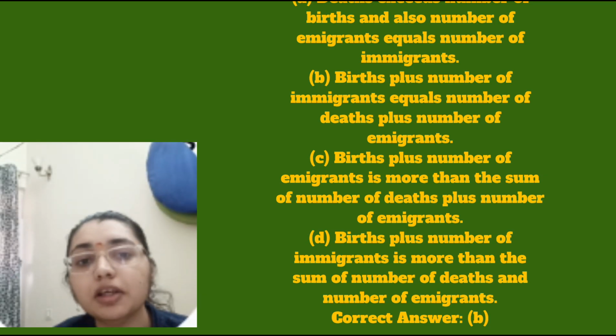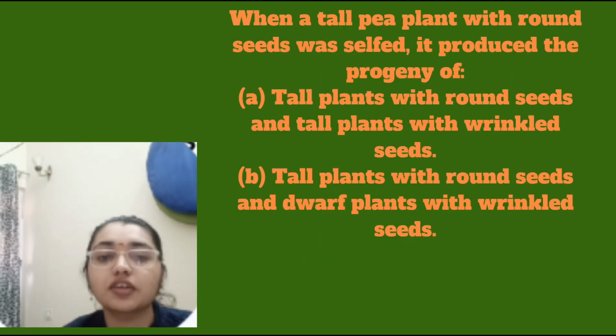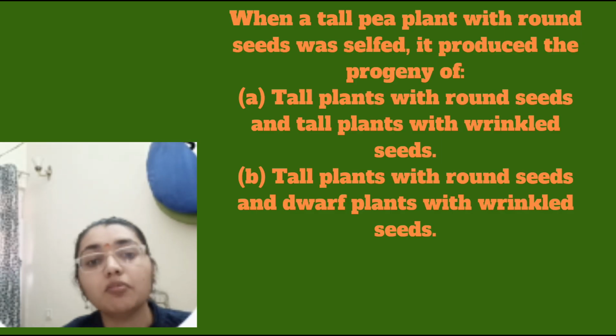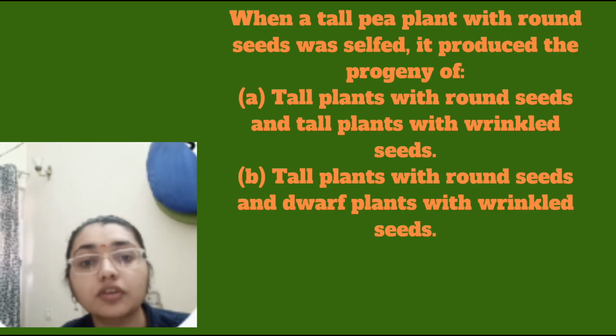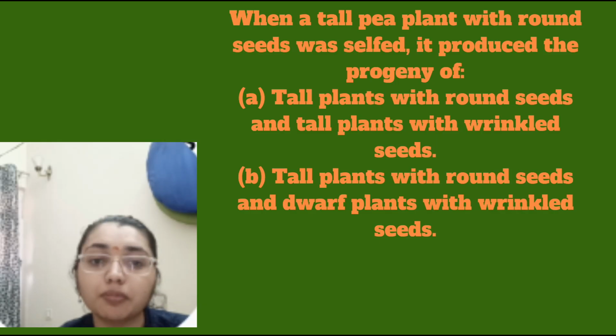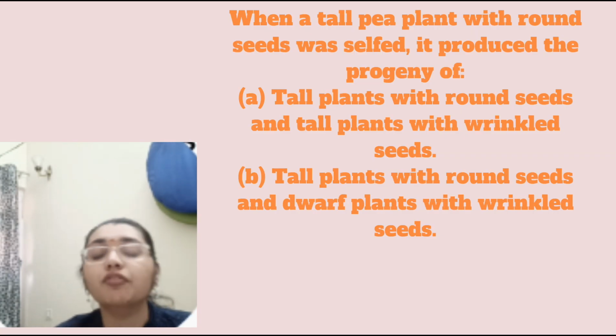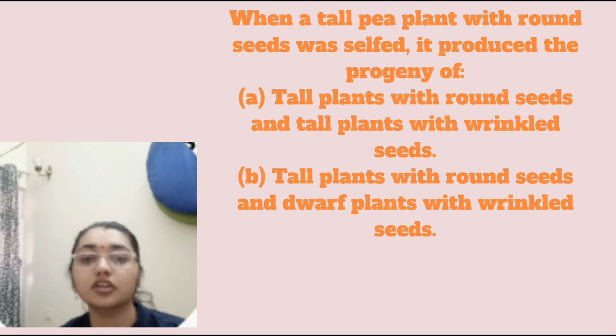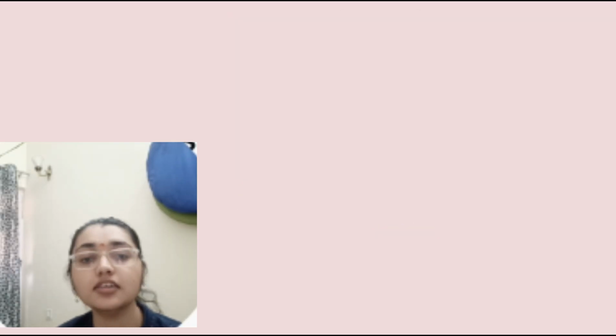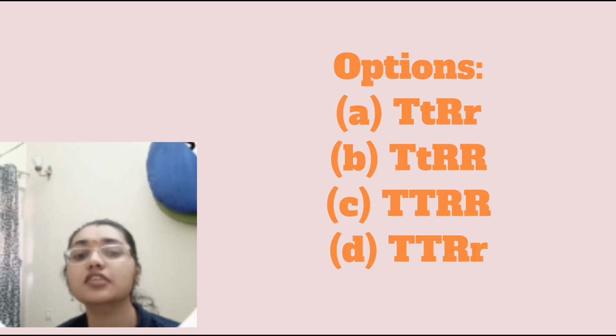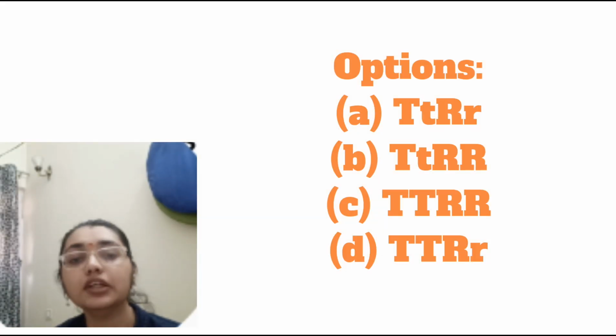When a tall pea plant with round seed was selfed, it was producing the progeny of option A, tall plant with round seed and tall plant with wrinkled seed. Option B, tall plant with round seed and dwarf plant with wrinkled seed. Here we get the answer A, that is correct, where when a tall pea plant with round seed is selfed, it will produce progeny of tall plants with round seeds and tall plants with wrinkled seeds.